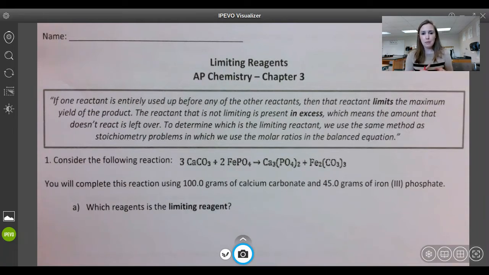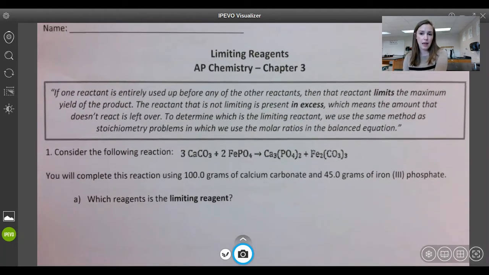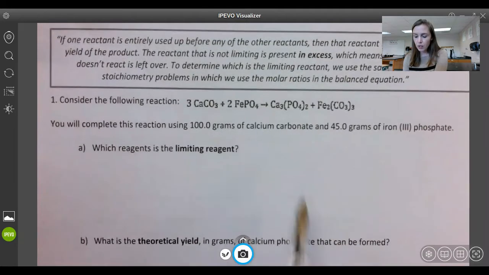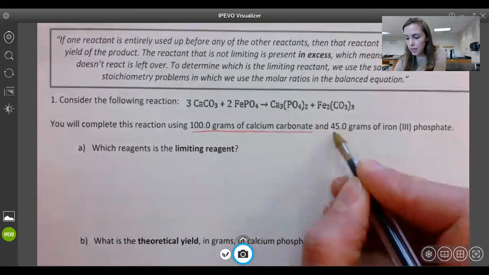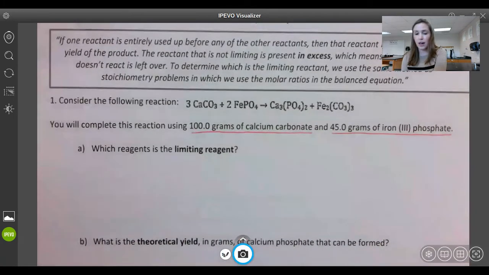So we're simply just going to be applying our stoichiometry calculations to this and just using it for the purpose of analyzing how much product we can make and how much is left over in a container. So you always need a balanced chemical equation for this. And this first one is saying that we are using 100 grams of calcium carbonate and 45 grams of iron 3 phosphate. Before, when we did stoichiometry problems, we only had one reactant that we had to deal with. The other one was always told that it was in excess. So you could always start with this one reactant.